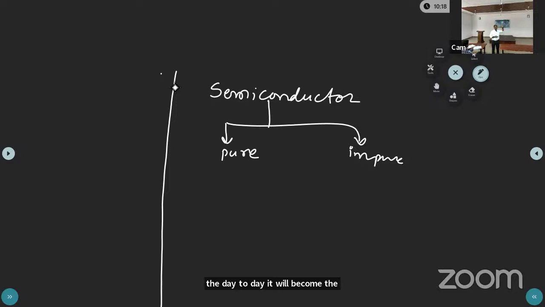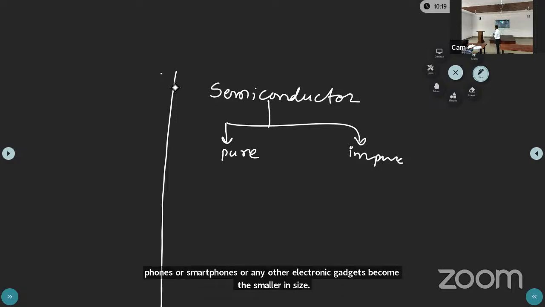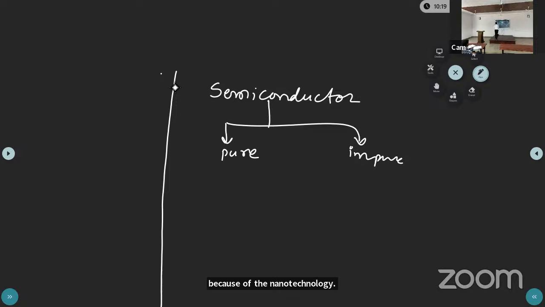Because of nanotechnology, our laptops, mobile phones, smartphones, and other electronic gadgets become smaller in size. So that is the evolution of electronics.